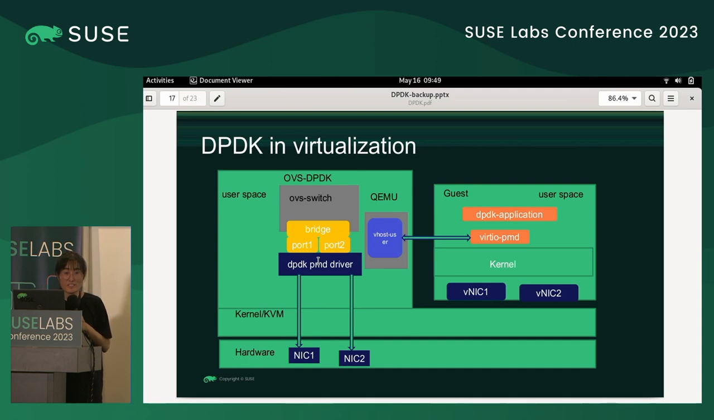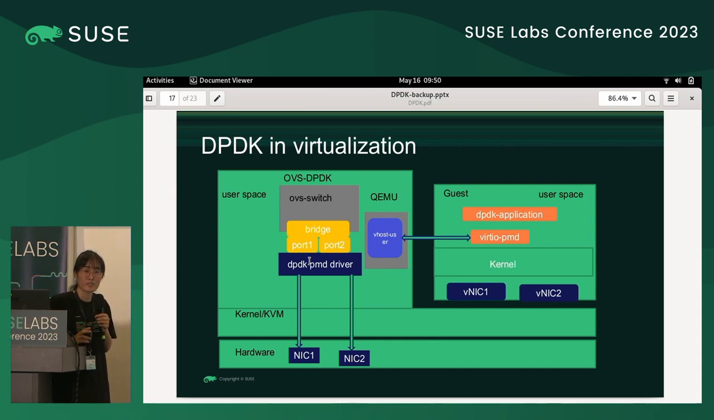You mean in the guest? Yeah. In this situation, in the guest, there is the QEMU driver. It is for the virtual network card. You can see we have VNIC 1 and VNIC 2, which are for the PMD. But on the host, the DPDK PMD driver is for the physical hardware.